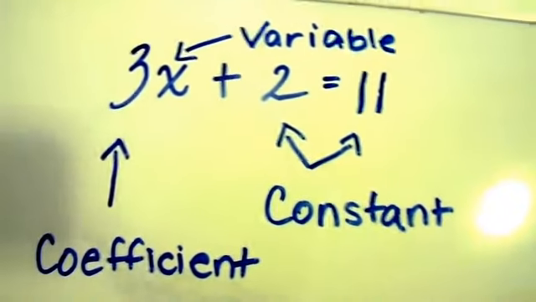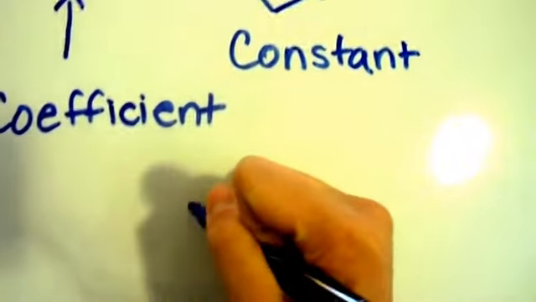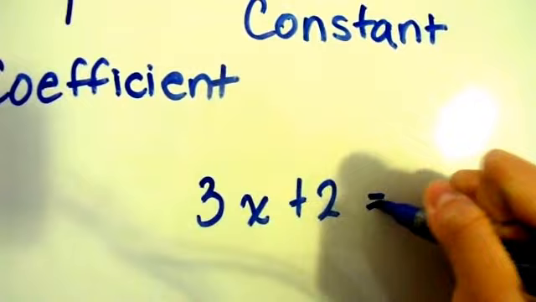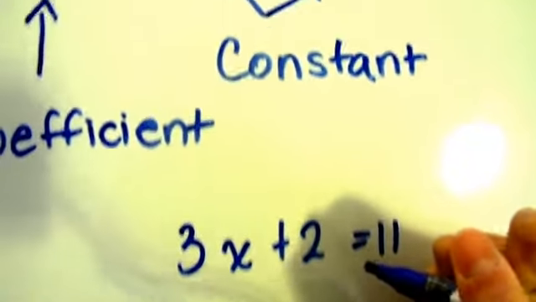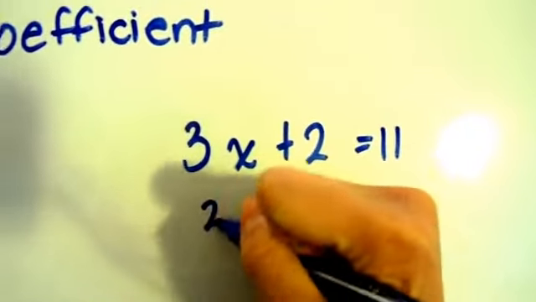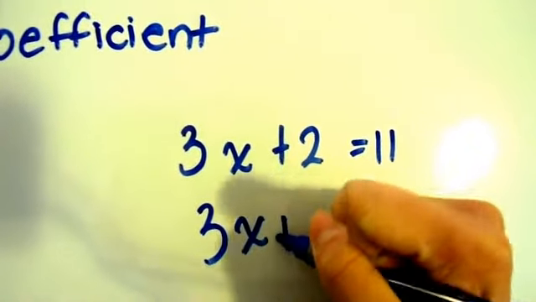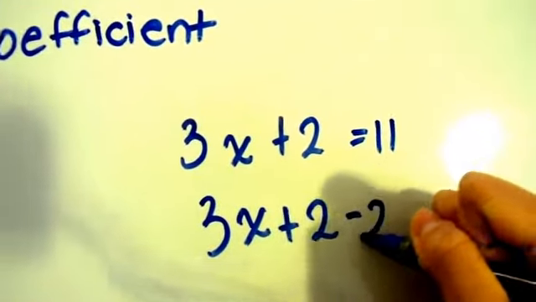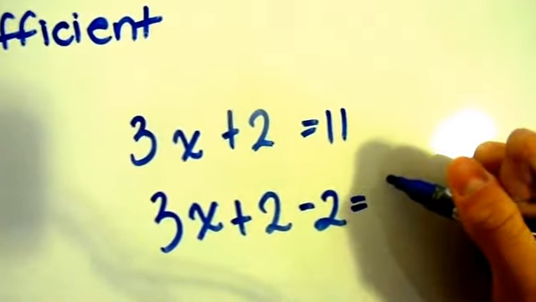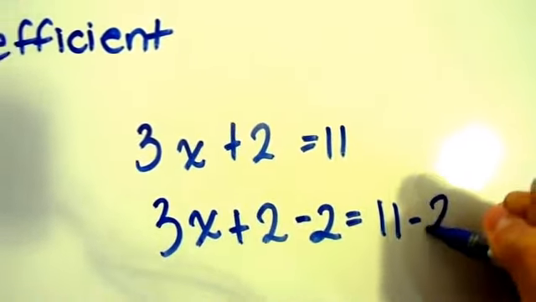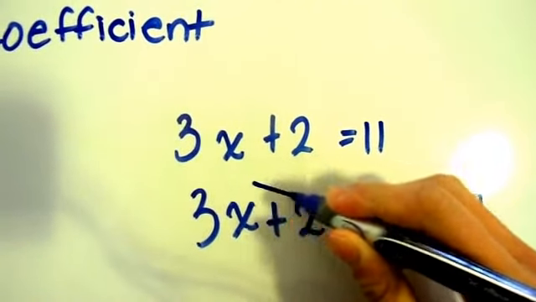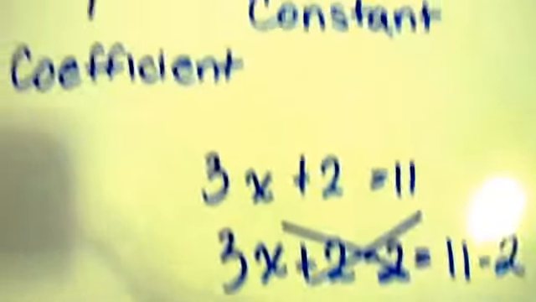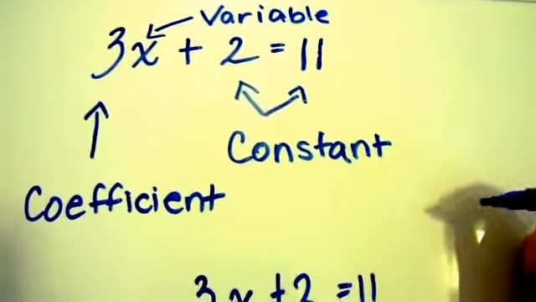So if I were to show you 3x plus 2 equals 11, you'll have to cancel out the constant. So by that, you need to make a zero pair. Since this is positive 2, we need to make negative 2. And you want to balance it on both sides. And now, we have shown that we have canceled the constant. So that is basically the constant.